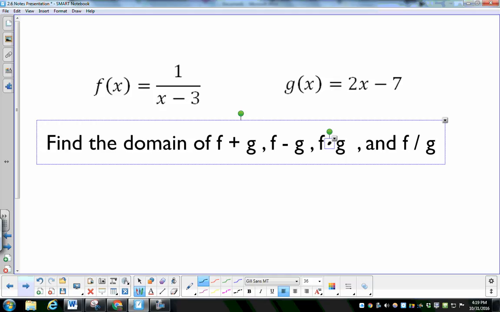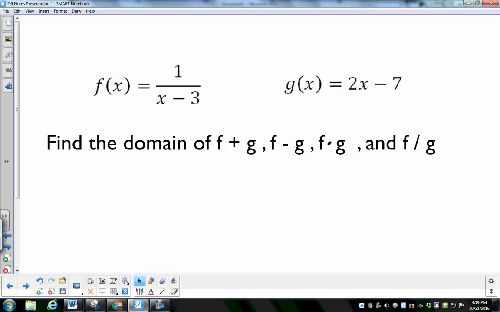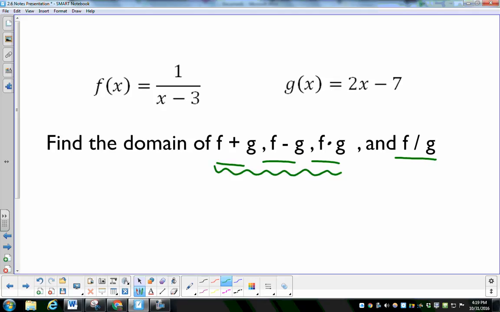All right, so now we're doing an example where it's a little bit more than the example we were just doing, because it says find the domain of f plus g, f minus g, f times g, and f divided by g. That one is a little trickier, okay? Including the division makes this a little tricky. So first, we know how to talk about the domain for these three. We just figure out things that x cannot equal.